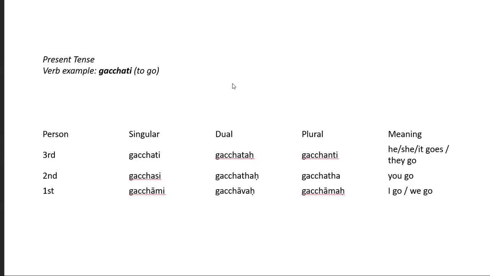Yeah. So, but what you have here is a dual as well. Dual is something no other language except ancient Greek still has. Gacchatah means the two are going. Gacchathah means the two of you are going, and gacchavah means the two of us are going. Why do you think Sanskrit, one of the oldest living languages or continuously used languages in the world, has a dual? Let us discuss this a bit.